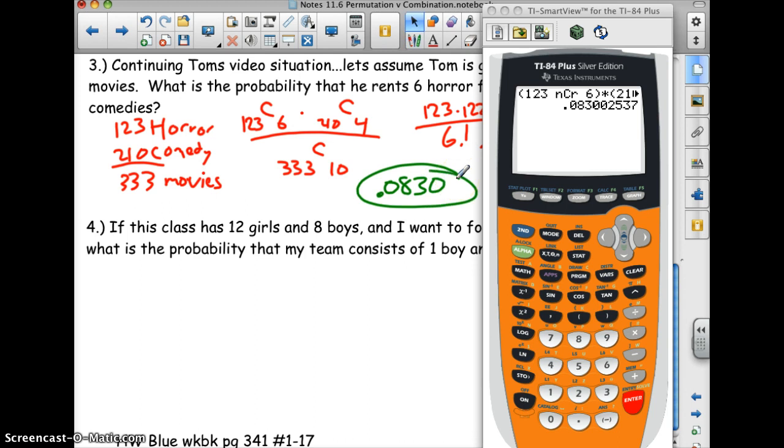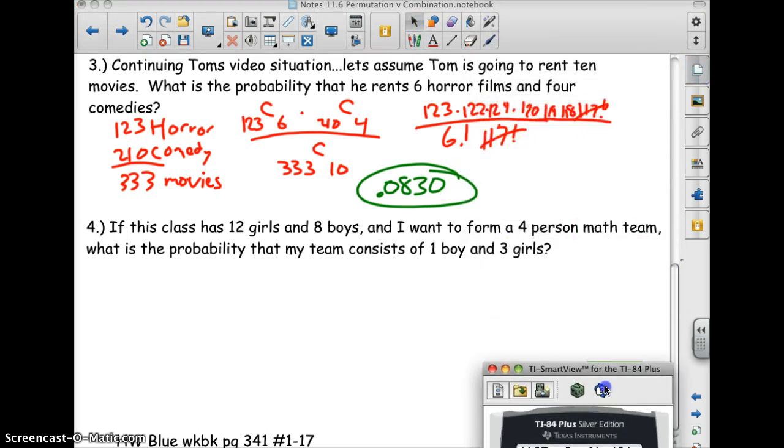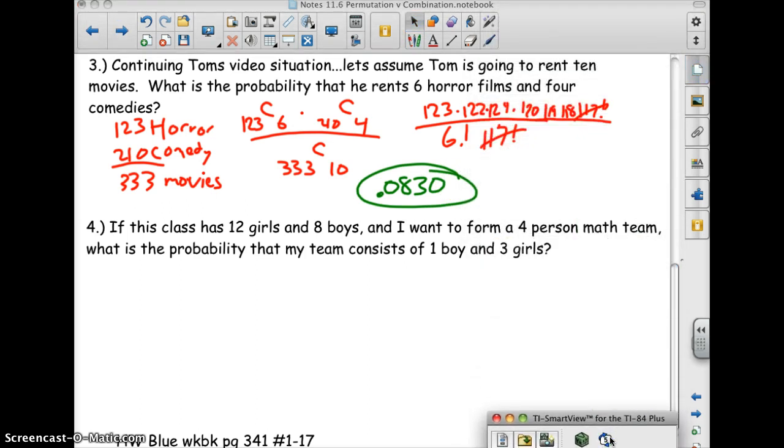Okay, and this last one here I'm going to leave as an exercise for you to try. The class has 12 girls and 8 boys. I want to form a 4-person math team. So, what is the probability my team consists of 1 boy and 3 girls? Okay? Nah, we'll set it up. I've got time. I've got like 2 minutes.